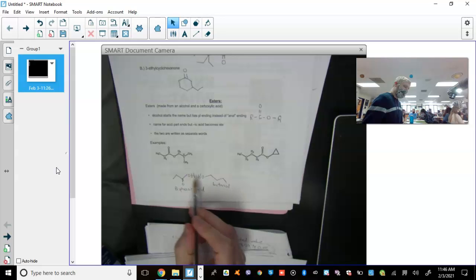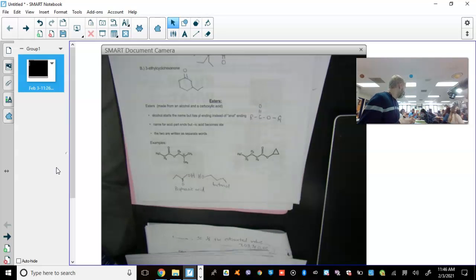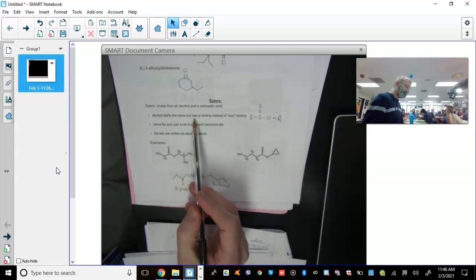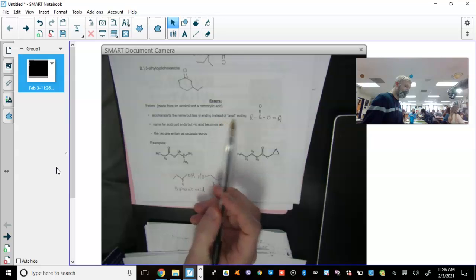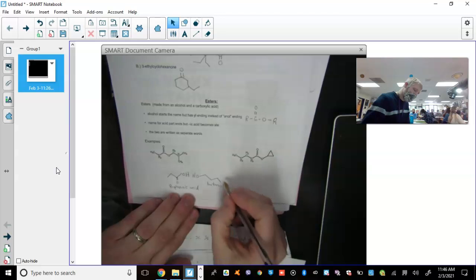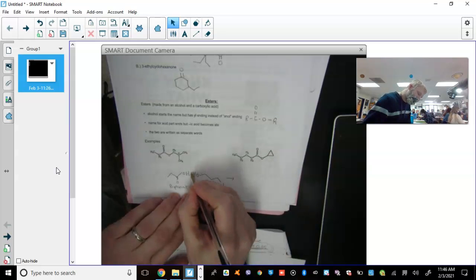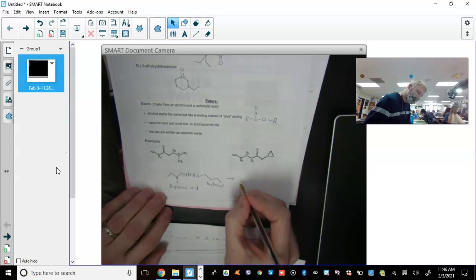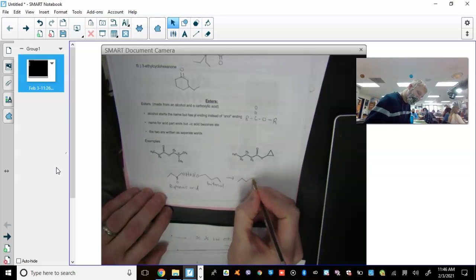All right, so I'm putting the OH and the OH right next to each other because that's where the bonding is going to form for this ester. What we've got is that the alcohol starts the name but has an -yl ending instead of an -ol ending. So we're going to start the name here. Well, hey, this is a chemical reaction. We'll put a little plus sign there. We've got propanoic acid plus butanol equals, what's this going to look like?